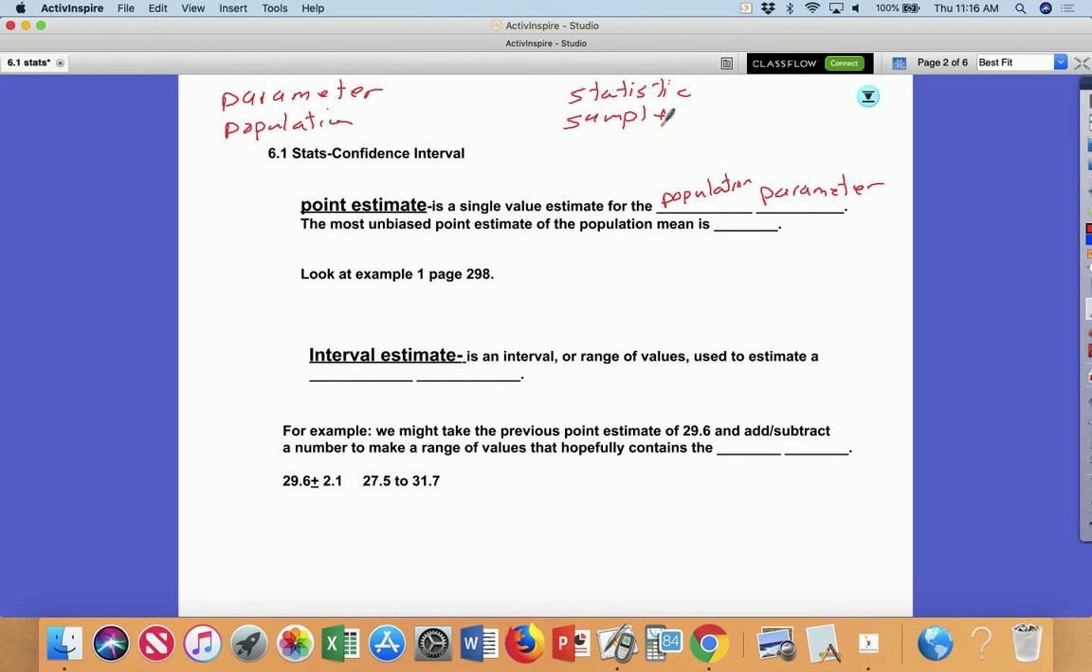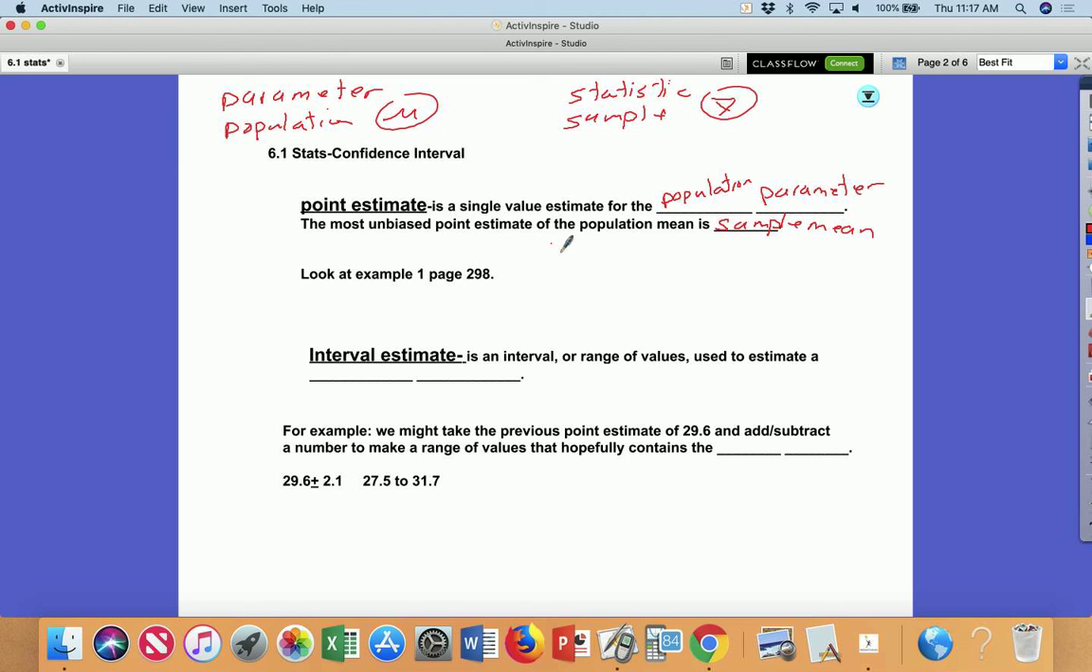So the parameter and the statistic that we're going to use today are mu and x bar. Mu is a parameter because that's the population mean, and x bar is a statistic because it's a sample mean. A point estimate is a single value estimate for a population parameter. The most unbiased point estimate for the population mean is the sample mean.